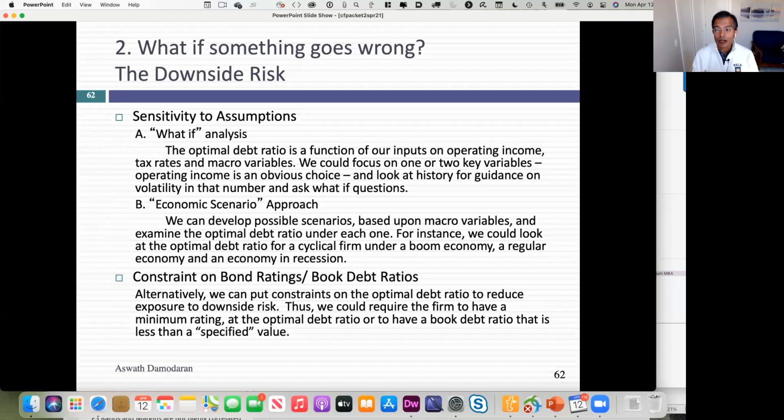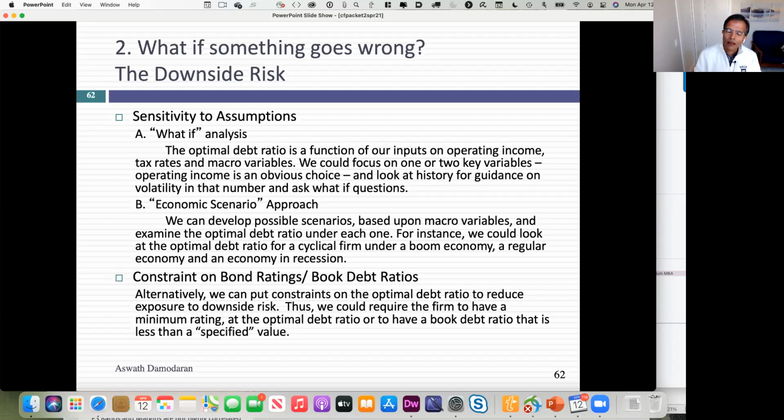I'm going to tell you the variable that is the most critical one in the capital structure spreadsheet. And some of you are going to be surprised, some of you might not be. But that variable is the operating income. This is an approach to estimating optimal debt ratios based on how much money you make. So you can ask what if questions. What if my operating income were lower, 10% lower, 20% lower? What will happen to my optimal? So one way to see if you can get comfortable with the optimal debt ratio is to see how sensitive it is to changes in your operating income.